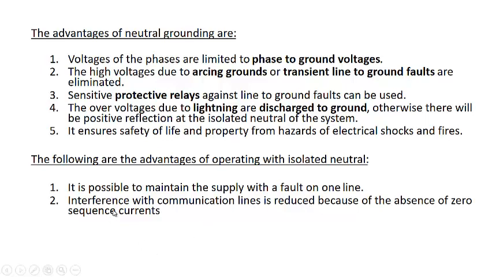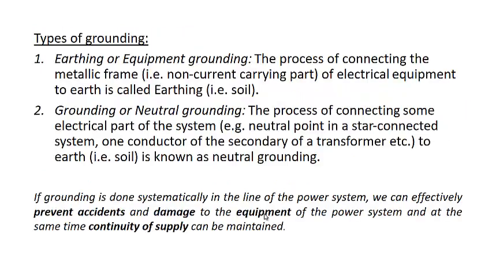And in case of isolated neutral, there will be no zero sequence currents. There will be zero sequence currents in case of neutral grounding, and in case of isolated ground there will be no zero sequence current, and because of this zero sequence current there will be communication interference. So with isolated neutral, there will be no communication interference.